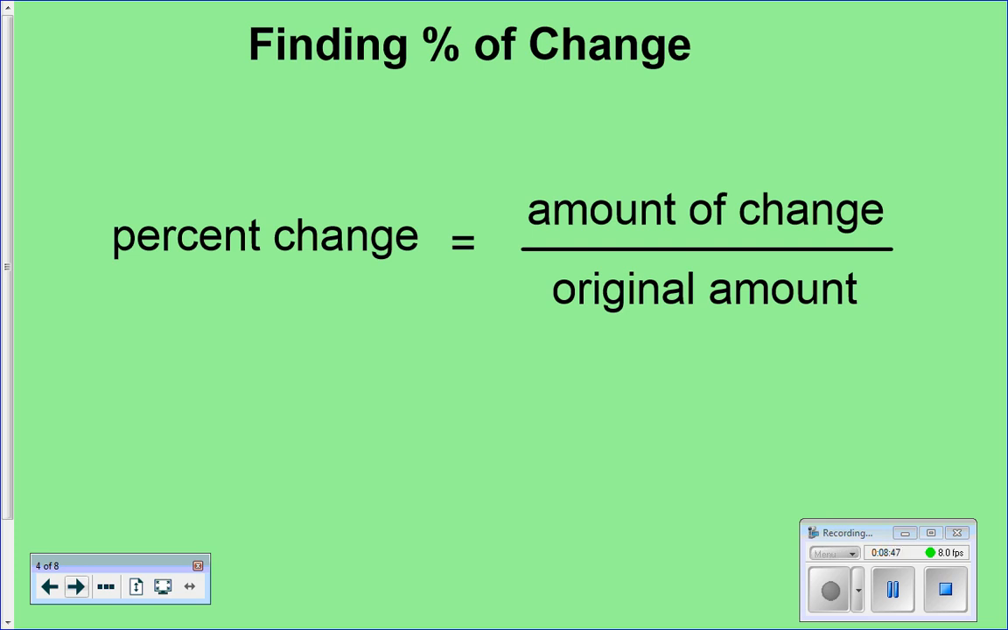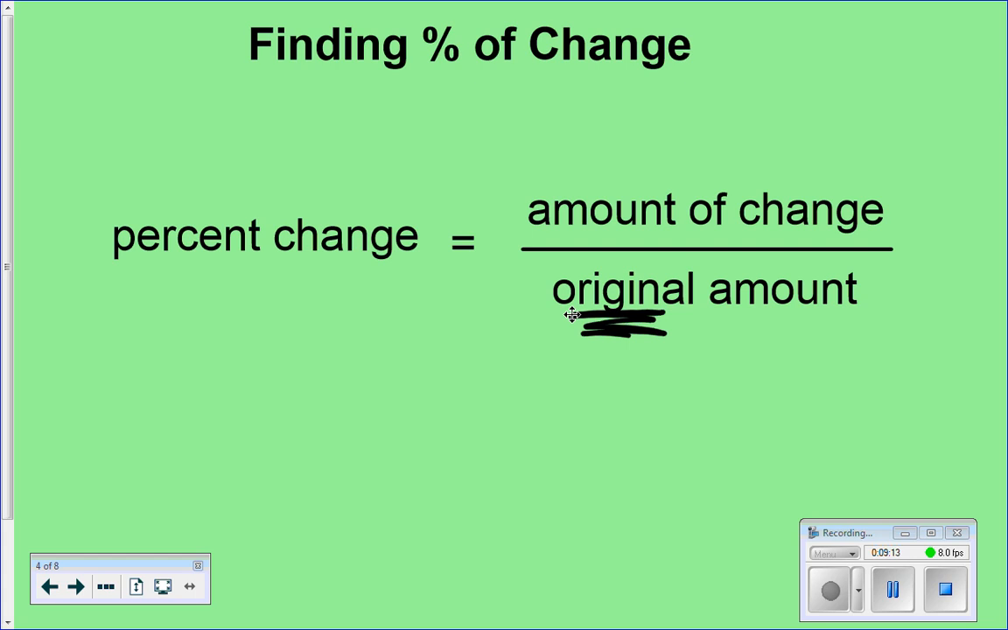Percent of change is equal to the amount of change over the original amount. This is really the big part you need to write down. The original amount is so important. Then you divide them and move the decimal 2 spaces, and that's it.